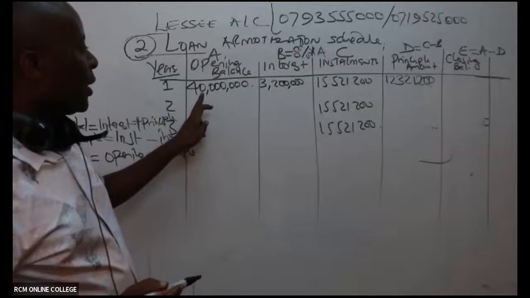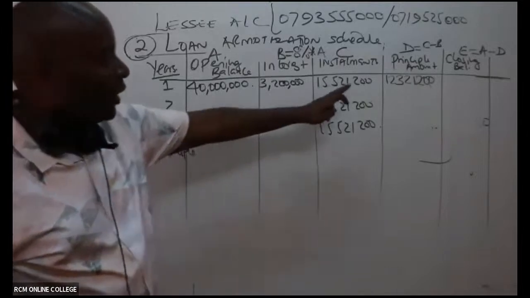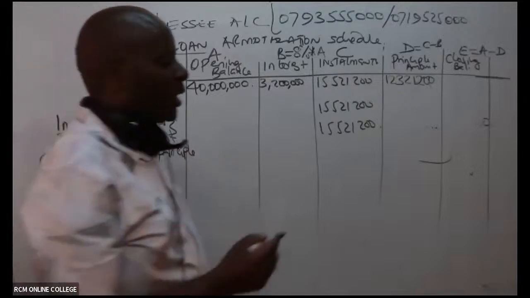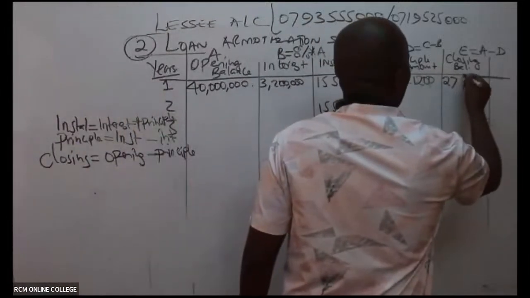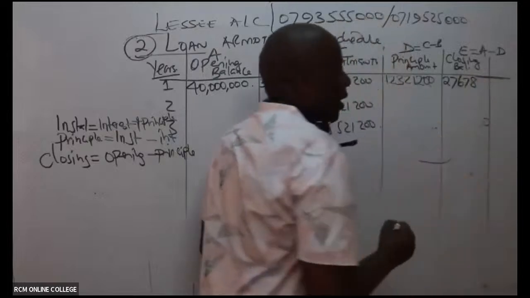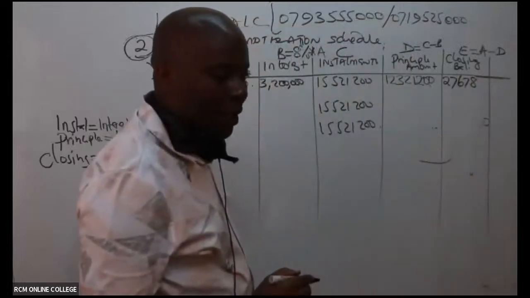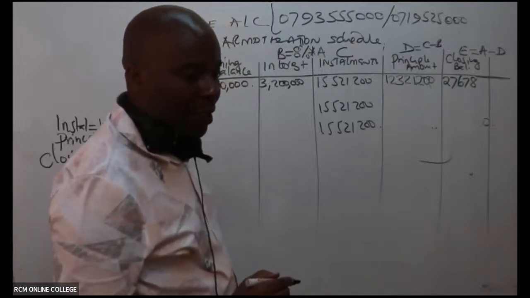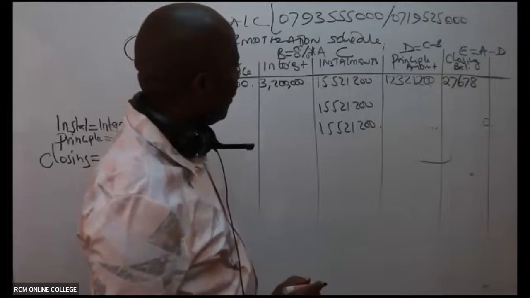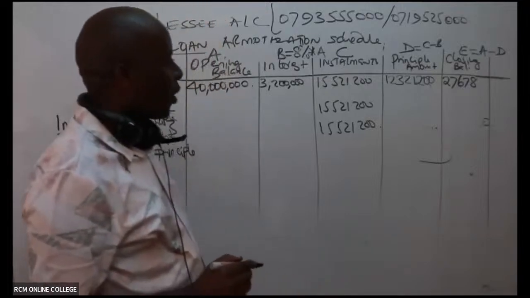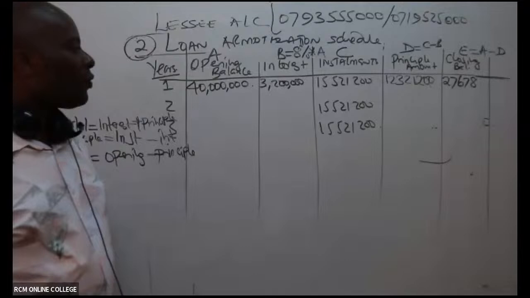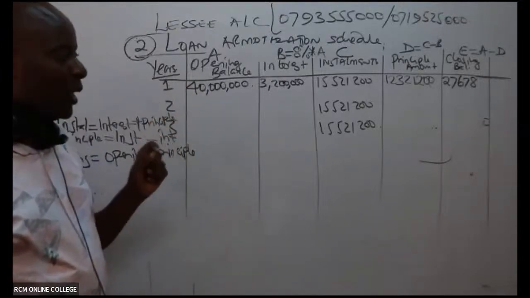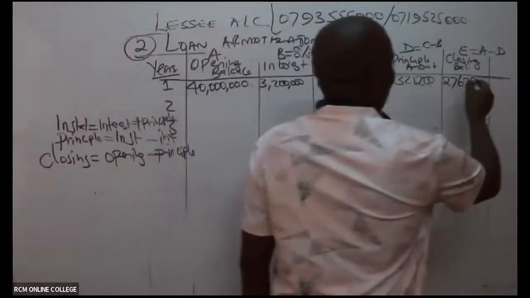So can somebody tell me this 40 million minus the figure that you have there? From J, we have 27,678,200. Audrey got a different answer. Or is she the one who is correct? Please use your calculators very well. 40 million minus 12,321,200 should be 27,678,800, right?